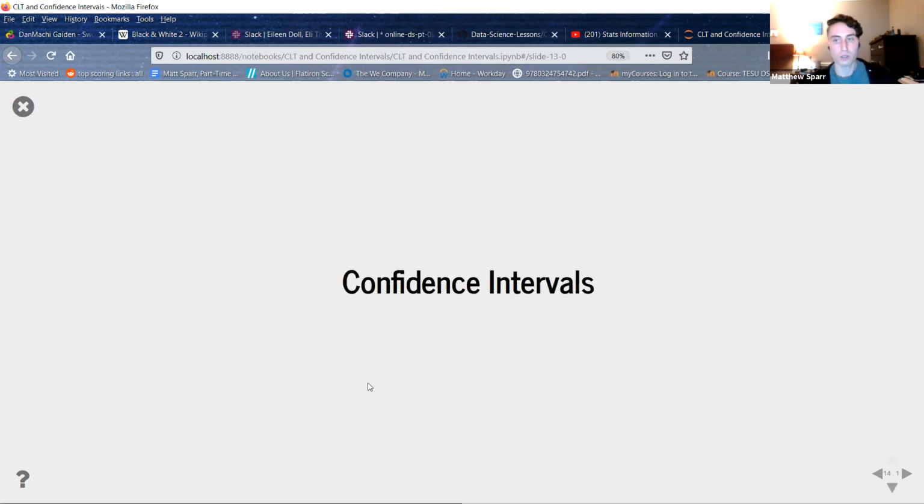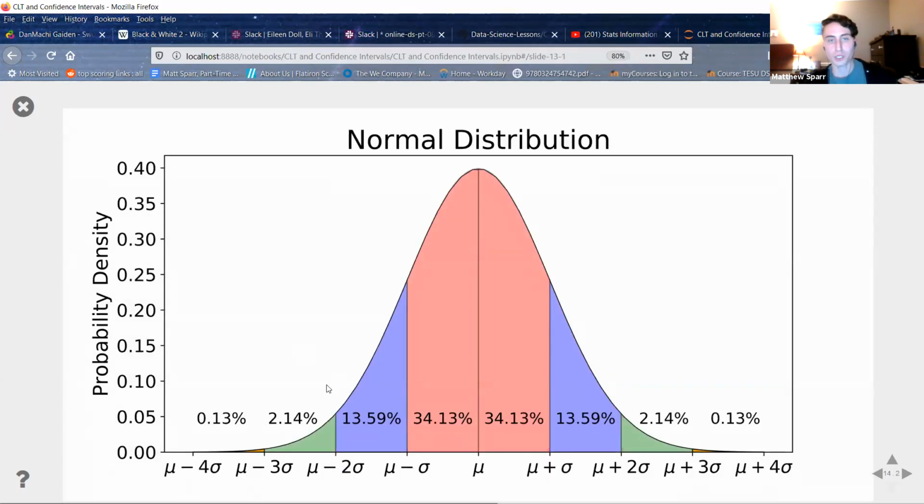So to do this, we have to talk about confidence intervals. If you recall on the normal distribution, you can basically divide up different percentages of the graph in terms of standard deviations from the mean. For example, 68% will fall within one standard deviation of the mean, and so on and so forth. This kind of breaks it down. So we can use that to determine a confidence interval around the true mean.